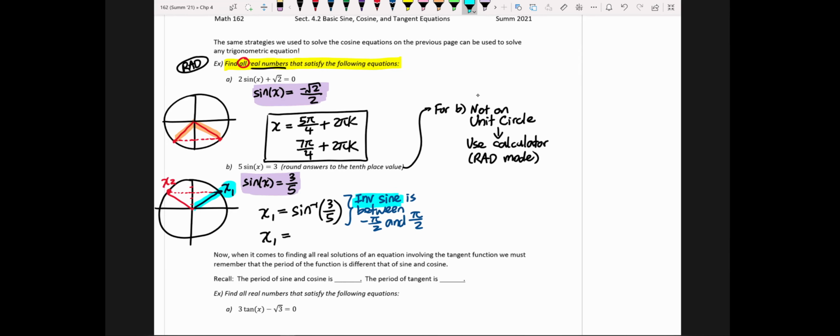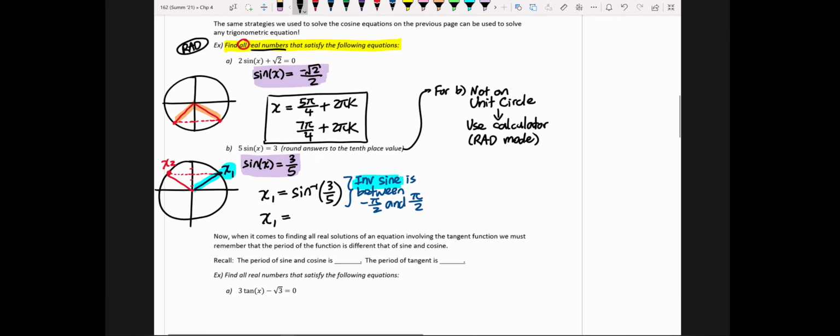Okay. So in radian mode, students, share publicly, what do you get for x1? The first solution. It says round to the nearest 10th, or actually, we don't want to round until the end, so leave it out to more places, and then we'll round at the end.